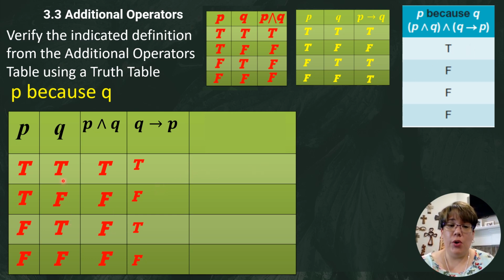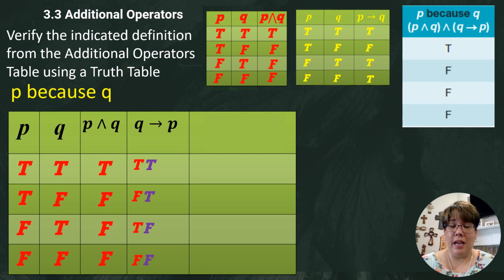Okay, so we went ahead and listed our P's and Q's. I went ahead and put the P and Q from my chart. So I did that first part, P and Q. Now to do Q implies P, I'm going to write in Q implies P. So I need to do Q and P, right? I'm going to put Q and P down really small, so there's my Q and P right next to each other.